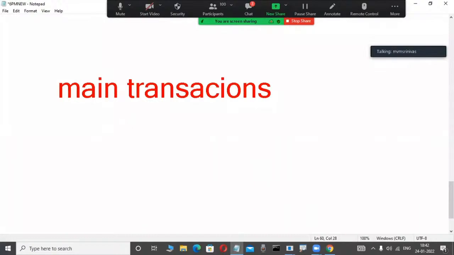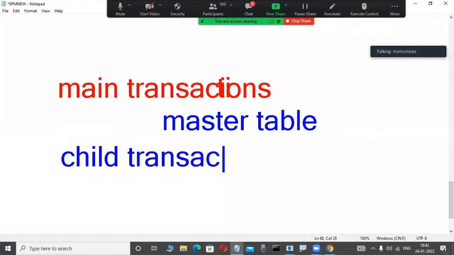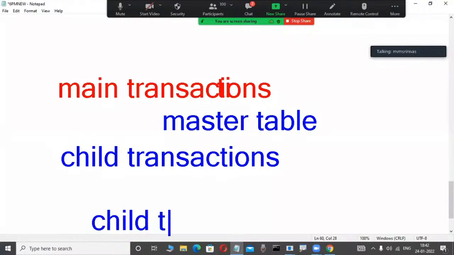Main transactions are stored where? In the master table. Again, related child transactions in real-time projects are stored where? In the child table. Okay, fine. For example, observe here: main transactions are stored in the master table, and related child transactions are stored in the child table, or detail table.